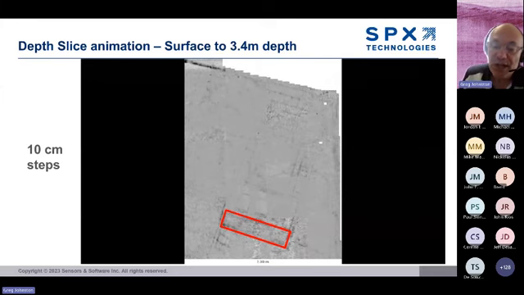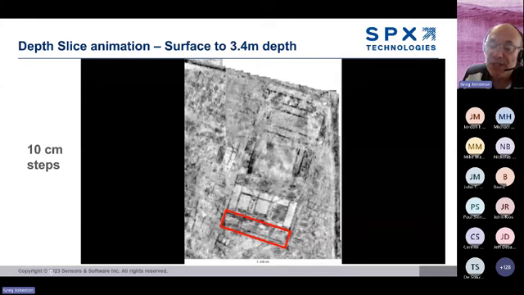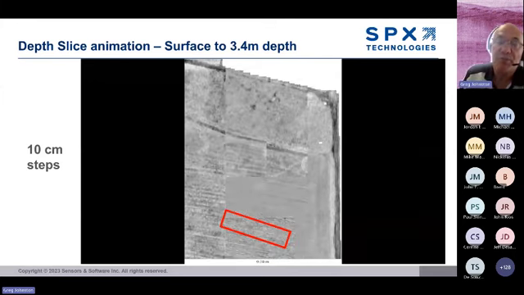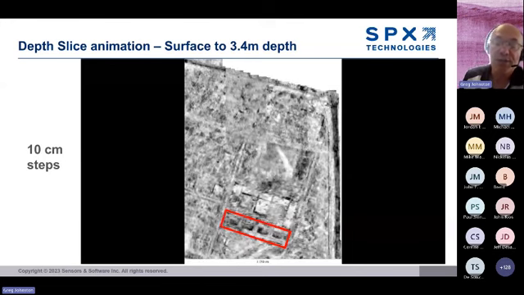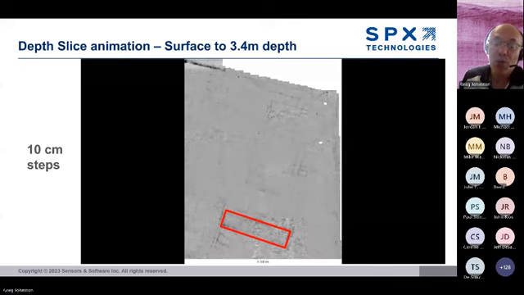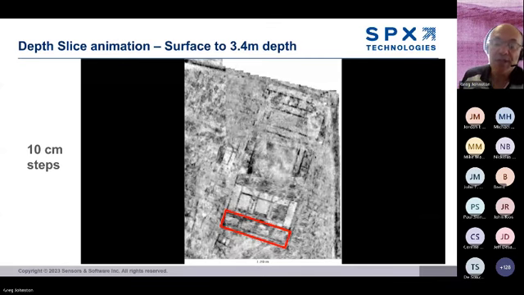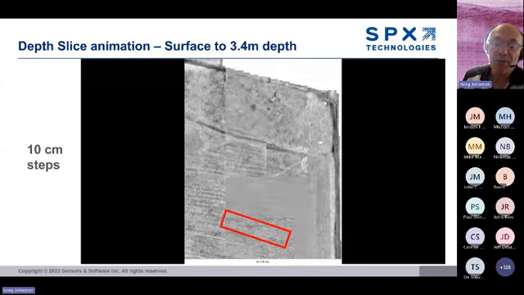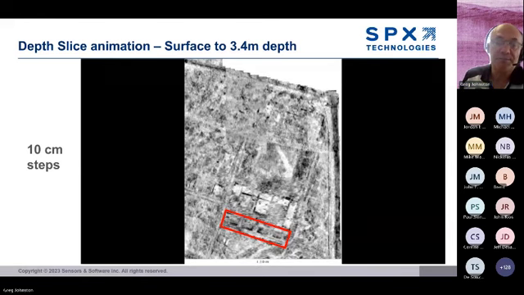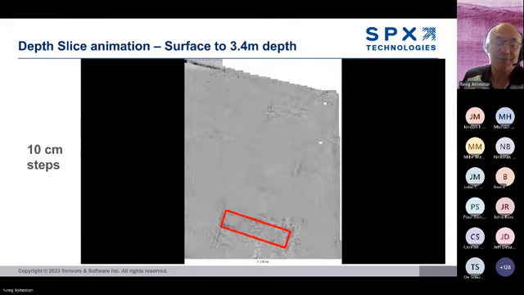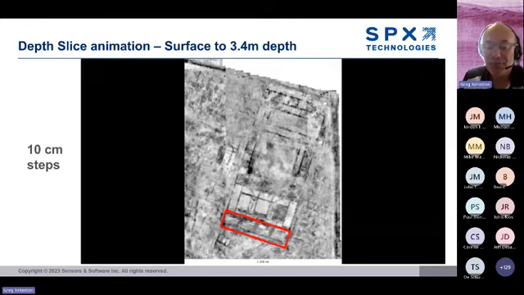If you watch this area of the animation, you will see the strong GPR reflectors sweeping towards the bottom of the slide as you slice deeper in the ground. What would cause that? Something that moves laterally as you slice deeper into the ground. Stairs. Very cool.